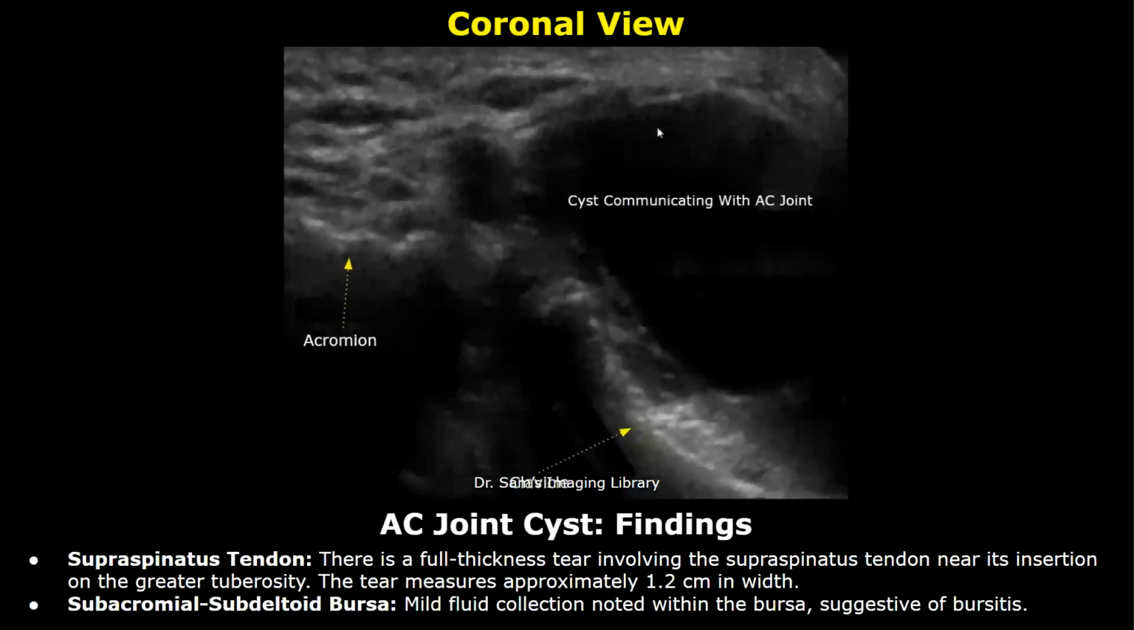This is a case of AC joint cyst associated with a supraspinatus tear. There is a full thickness tear involving the supraspinatus tendon near its insertion on the greater tuberosity. The tear measures approximately 1.2 centimeters in width. Subacromial subdeltoid bursa: mild fluid collection noted within the bursa, suggestive of bursitis.